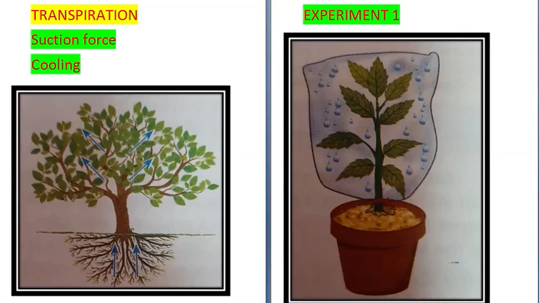Today we are going to study about transpiration. Transpiration is the process of loss of water in the form of water vapor from the leaves and other aerial parts of plants. Aerial parts of plants means those parts of plants which are present in the air. Roots are present below; stem and leaves are the aerial parts.